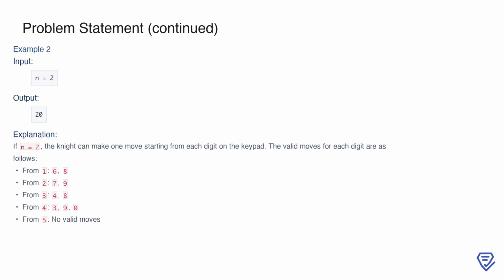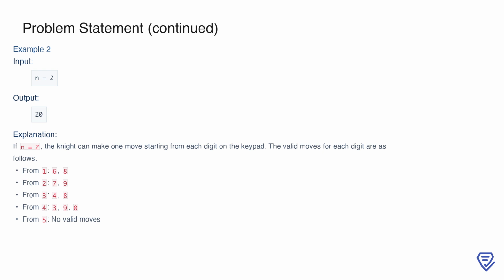Now, let's look at another example where n equals 2. In this case, the knight starts at any digit on the keypad and makes exactly one move to a valid new position. The number of valid moves differs depending on the starting digit. For example, starting from 1, the knight can move to either 6 or 8. From 2, the possible destinations are 7 and 9. Similarly, from 3, the knight can move to 4 or 8. The digit 4 has 3 valid moves, which are 3, 9, and 0. However, digit 5 stands out because it has no valid moves at all. When we sum up all the valid moves across all digits, we find that there are 20 distinct phone numbers of length 2.